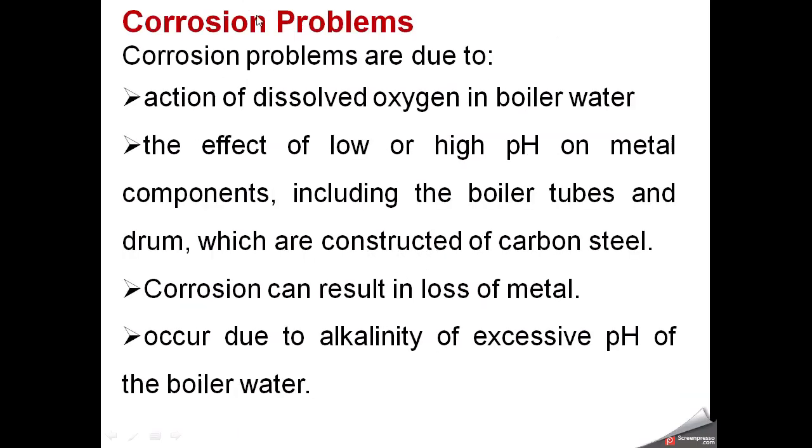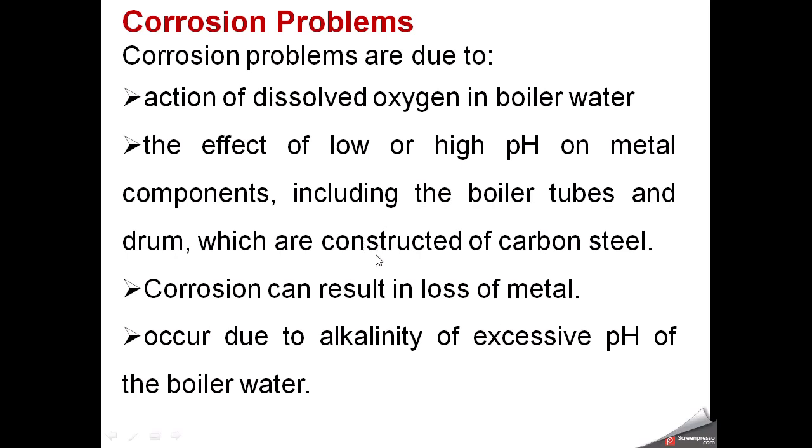Next is the corrosion problem. Corrosion problems are due to the action of dissolved oxygen in the boiler. The dissolved oxygen present in the boiler water will start corroding the system. Then there is the effect of low or high pH on metal components, because the variation in pH affects the components of the metal, including the boiler tubes and drum, which are constructed of carbon steel. So we have to operate the water in a specific range of pH where minimum corrosion takes place.